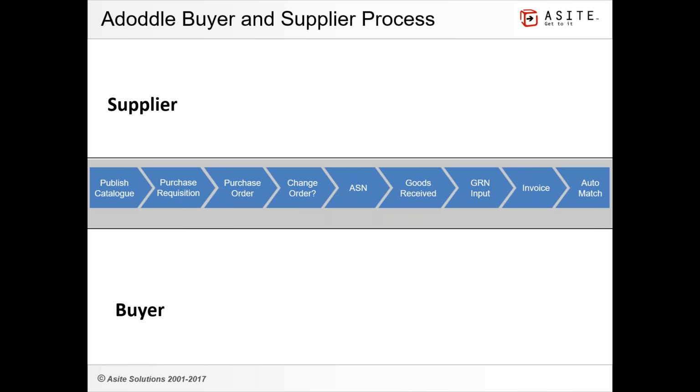If we now take a look at the Adoddle process and how we do it online through the platform, you can see that the teams can either come into an Adoddle hosted catalogue or a catalogue that's been connected to external systems.